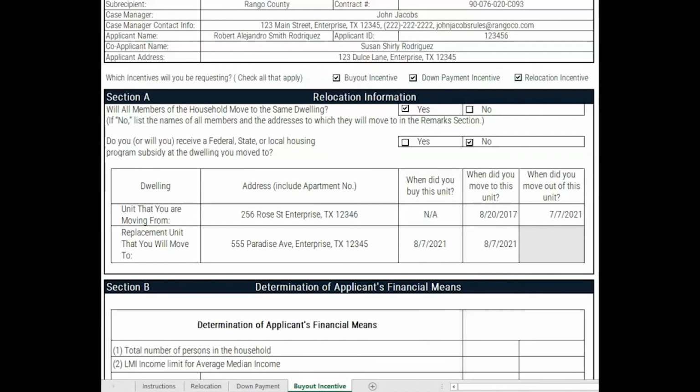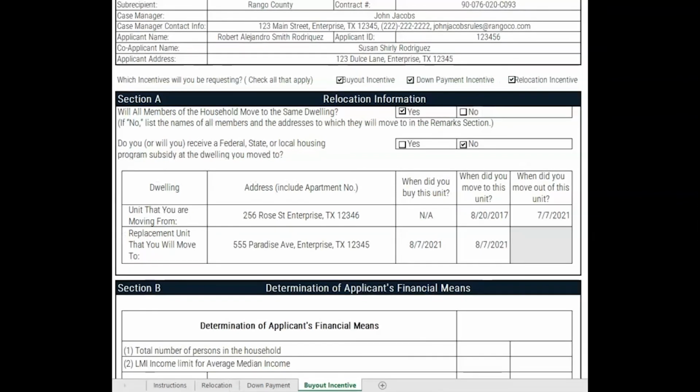Note, if Section A of the down payment sheet has been completed, much of the information in Section A of the Buyout Incentive Information Form will autofill based on the answers input in the down payment sheet. For our example, everything auto-calculated but the information for "When did you buy this unit?" The subrecipient input that information.